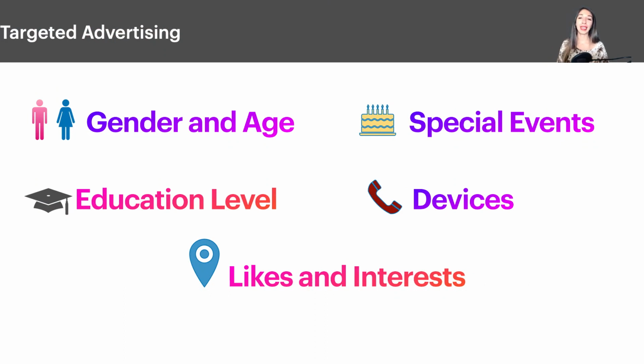So obviously gender and age has been the biggest. It's been part of advertising, the gender and age, for, I don't know, a long time. I wasn't born then. But based on their education level, based on devices they use, based on likes and interests, what books they read. This is really exciting.